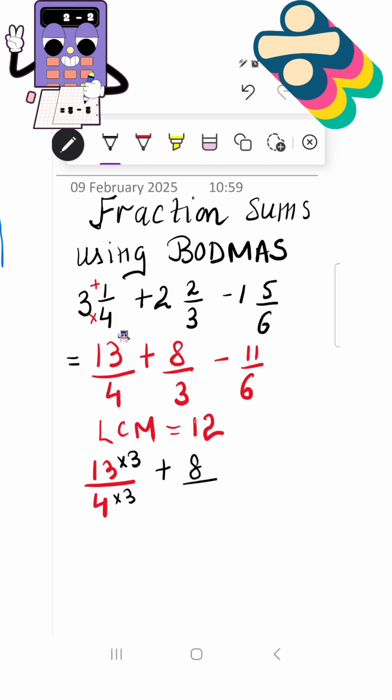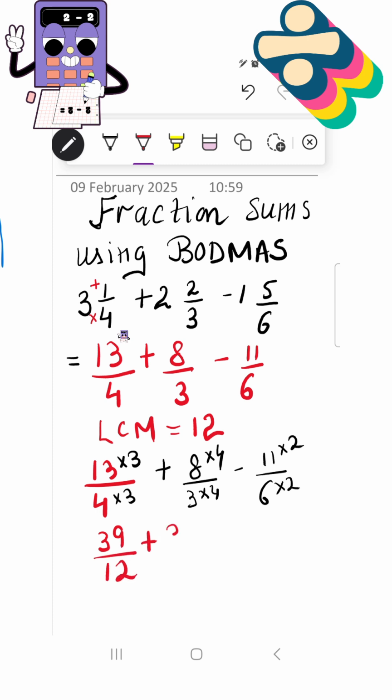Now 3 times 4 is 12, so you are going to multiply 8 as well with 4. Minus 11 by 6. Now 6 times 2 is 12, so you are going to multiply in the numerator as well. So 13 times 3 is 39 by 12, plus 32 by 12, and minus 22 by 12.